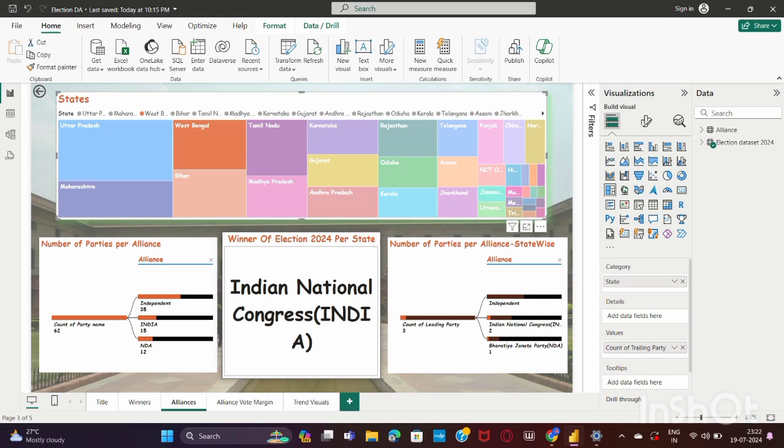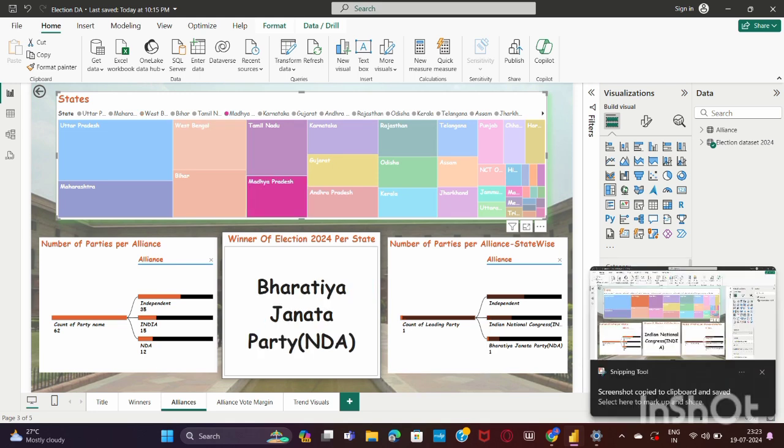Now we select a state, say West Bengal. We can see that there are three leading parties, where one is in alliance with NDA and two with INDIA. And the alliance that won in West Bengal is INDIA. Similarly, in Madhya Pradesh, Bharatiya Janata Party is the only leading party, making itself the winner.